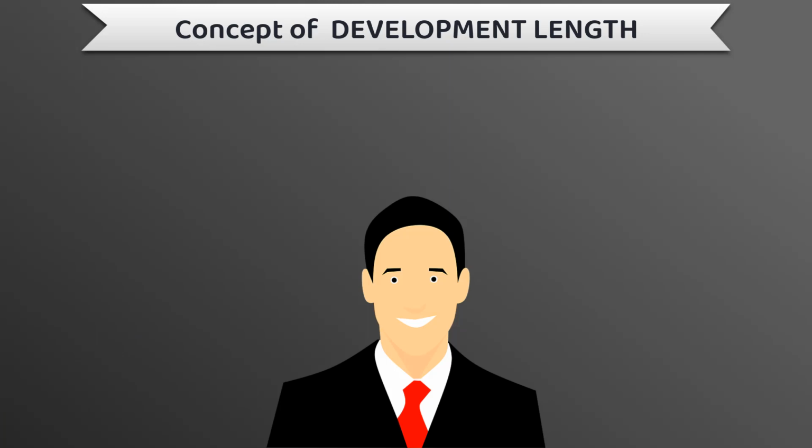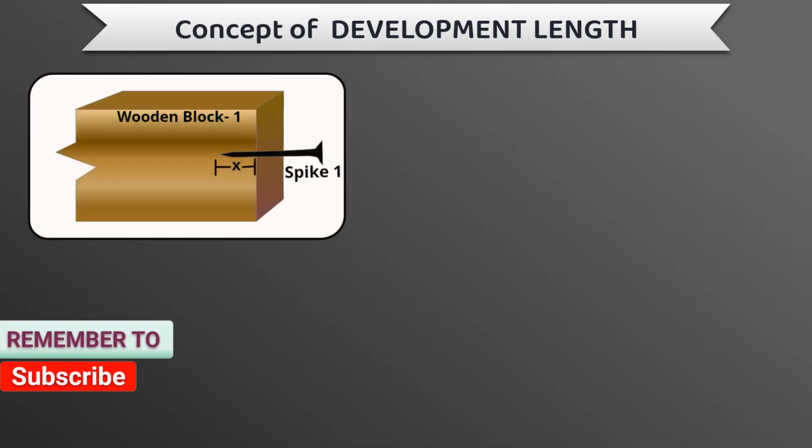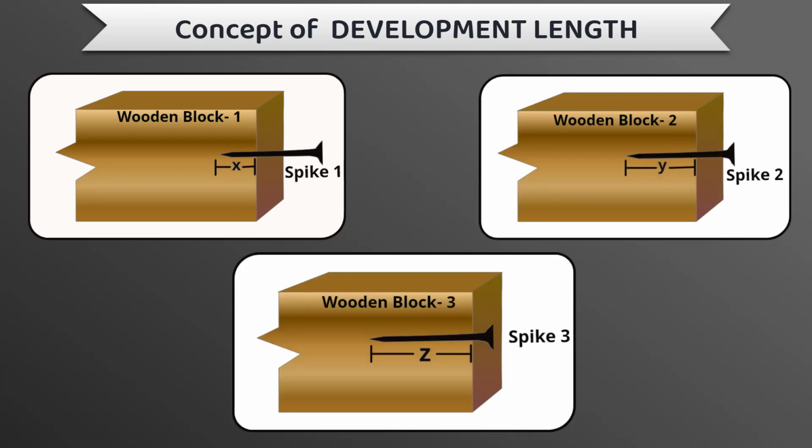For better understanding of the concept of development length, let's jump into a simple example. Let us take 3 pieces of wooden block and 3 pieces of spike. I have inserted spike 1 into wooden block 1 to a certain length x. Similarly, spike 2 and spike 3 have been inserted into wooden blocks 2 and 3 to lengths y and z respectively. Now my intention is to pull out those spikes by applying a certain amount of tensile load.